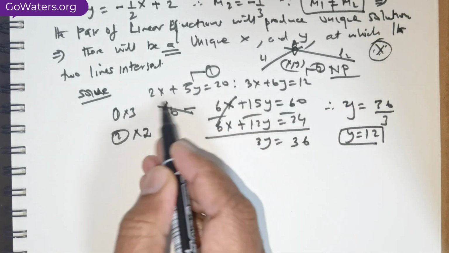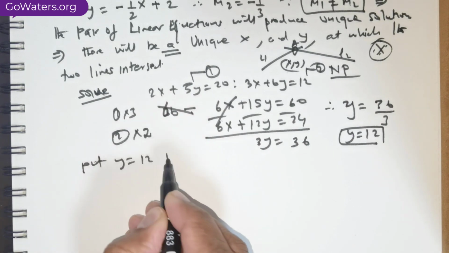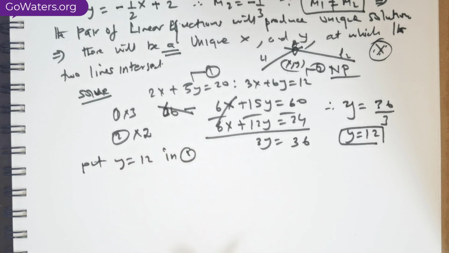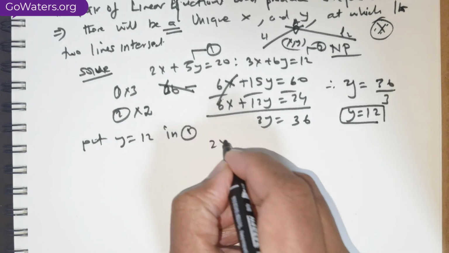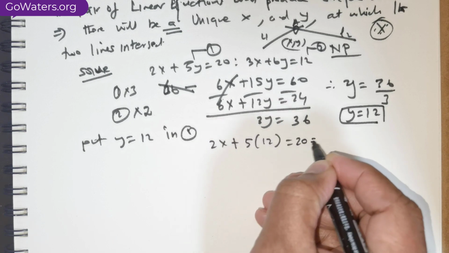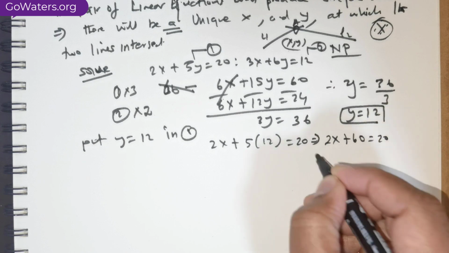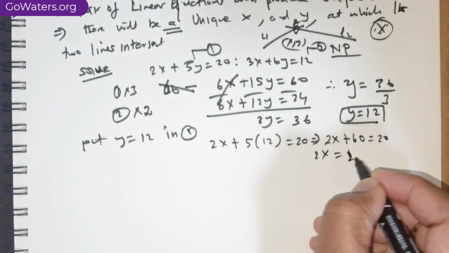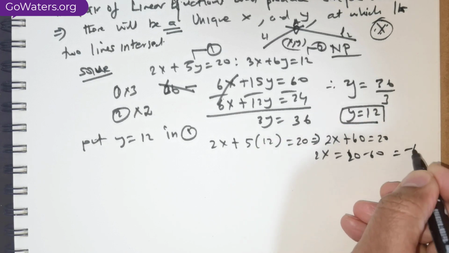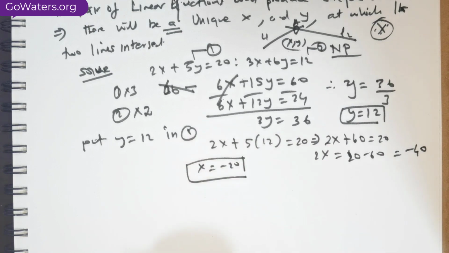When y is equal to 12, you substitute it here. Put y is equal to 12 in 1. So what do you get? You get 2 times x plus 5 times 12 is equal to 20. This means 2 times x plus 60 is equal to 20. 2 times x is equal to 20 minus 60, which is equal to negative 40. So x is equal to negative 20, right?